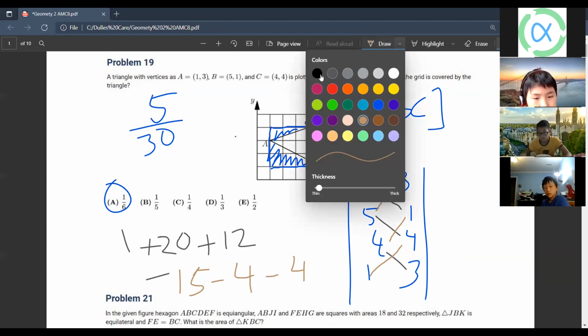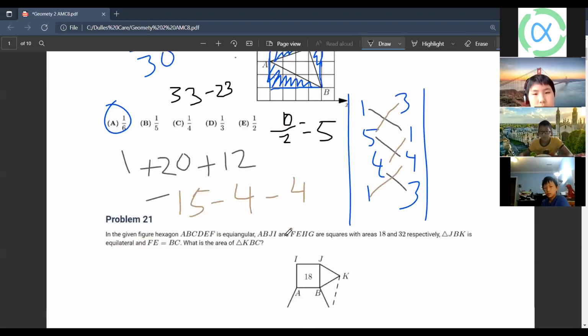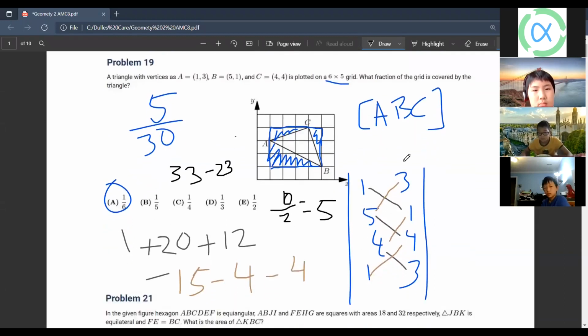So we would then get 33 minus 23. 15 plus 4 plus 4, that's 23. 33 minus 23, so then we have 10. Remember at the end we still have to divide this number by 2 to get the area. So we then get that the area is 5. That's reconfirming what we got the first time around. So our area is indeed 5. And then we take 5 over 30, and that's how we get 1/6. So does that make sense how we use shoelace?